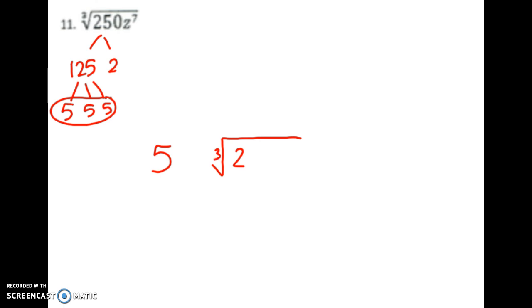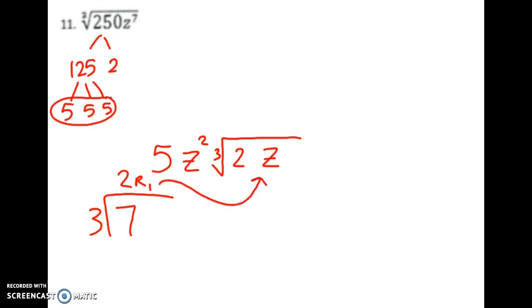So let's look at our z's. It's to the 7th power, so we'll take 7. We're going to divide it by 3. 3 goes into 7 twice with a remainder of 1. So 2 z's are going to come out. And then 1 z, that remainder, stays inside. No absolute values here because our index is odd. This is our final answer.